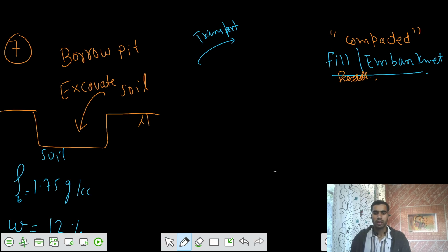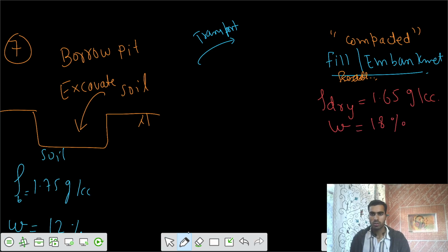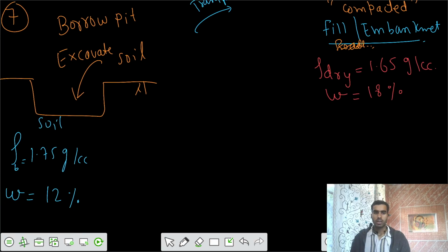So the specifications given to you are that the density we need here is dry density. It is dry density at the embankment, which should be equal to 1.65 gram per cc, and the water content needed here is 18%. Water content also needed here is 18%.